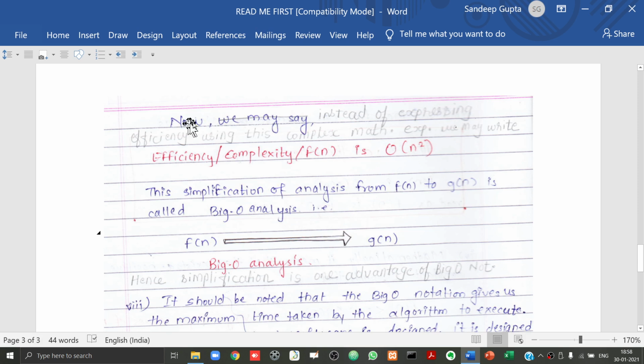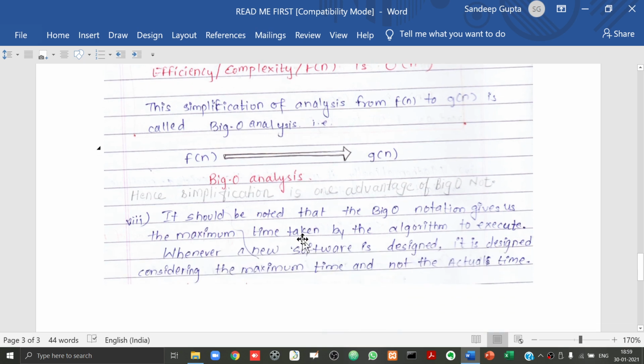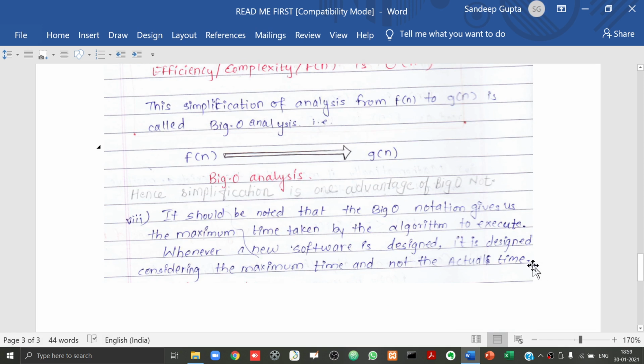All right, let me just read this for you because I wrote something with pencil over here. In case you cannot read it: now instead of expressing efficiency using this complex mathematical expression, we may write, and after that again copy everything till here. So this is point number 8. Till here you should write, and with point number 8, the answer to this question is over.